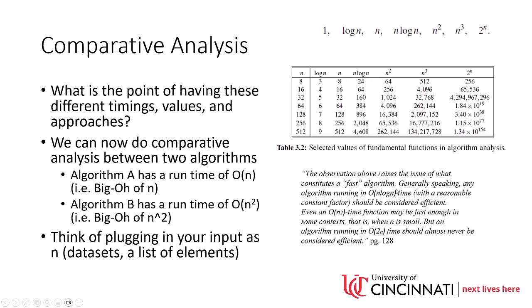But I wanted to include the quote here on what we actually consider a fast algorithm, right? Any algorithm running in big O of n log n time, which is right here, with a reasonable constant factor, so whatever is going on constantly should be good, is considered efficient. In some scenarios, an n squared time function is going to be fast enough in context, that is when n is small, right? So we could see here that Python is capable of doing 262,000 operations pretty quickly, right? But it's not going to be capable of doing even the 2 million over here effectively.